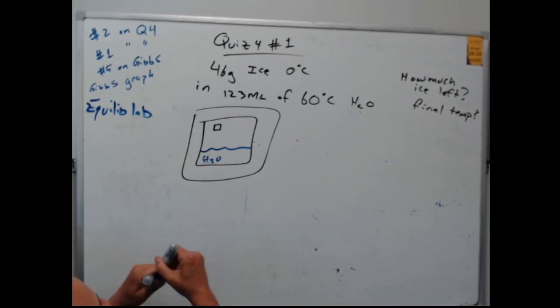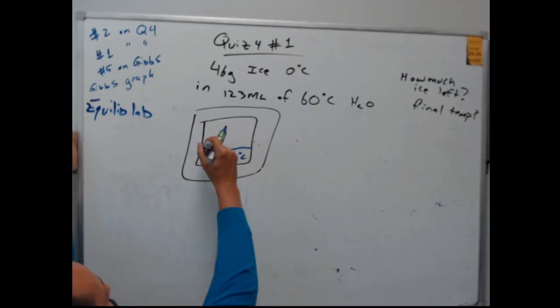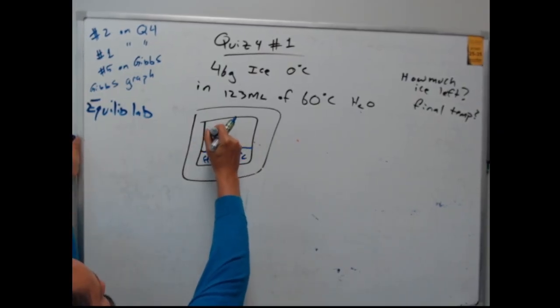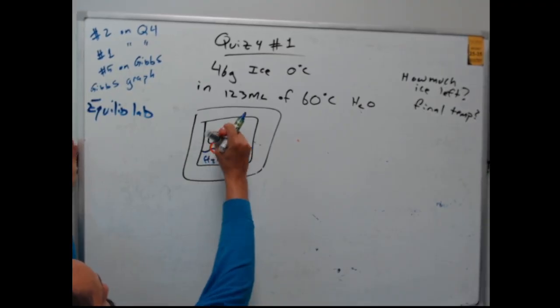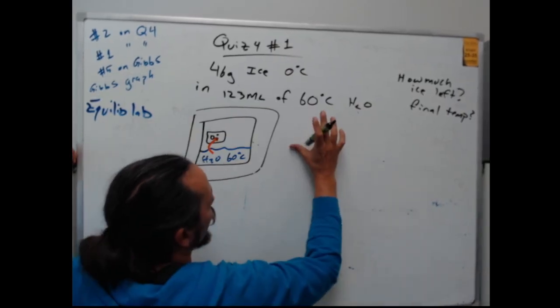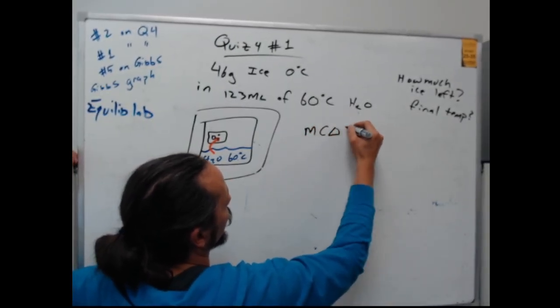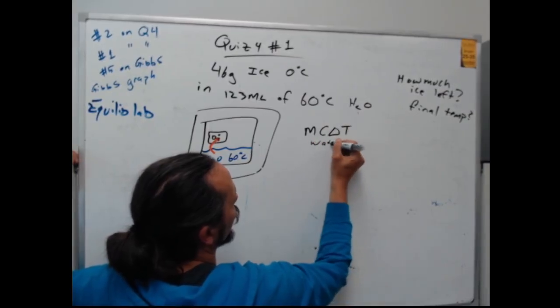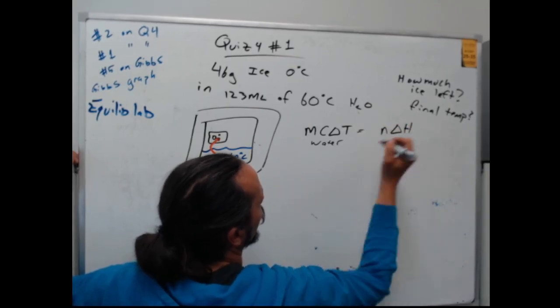So if the water's at 60 degrees, and I'm going to make the chunk of ice bigger, if the chunk of ice is at 0 degrees, which direction is energy going to flow? Into the ice, right? So our first flow of energy is going to be from the H2O into the ice. The ice is already at 0 degrees, so the water's going to lose some energy, and the ice is going to melt.